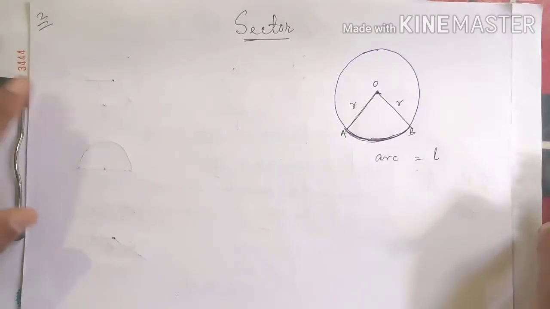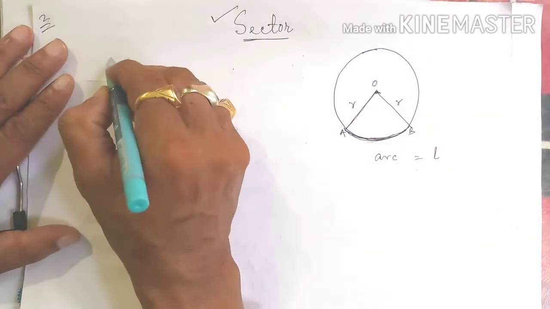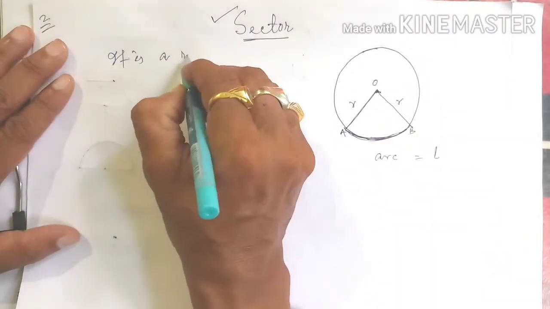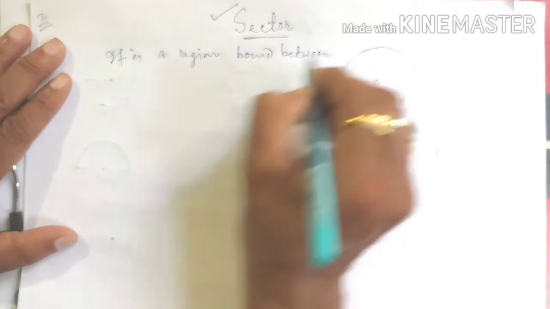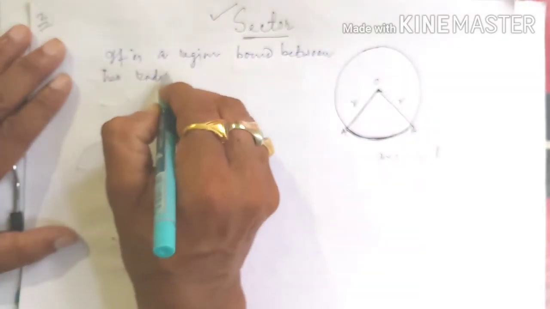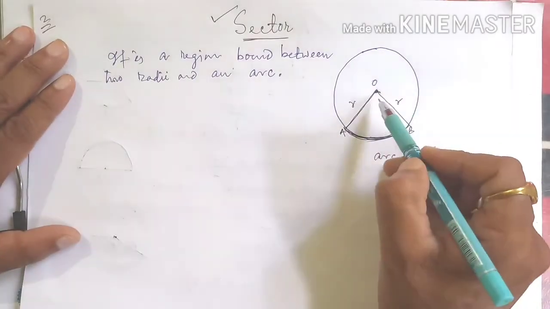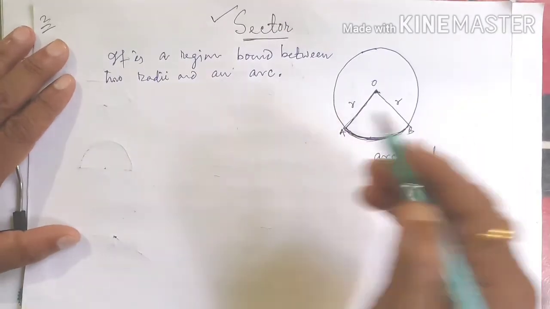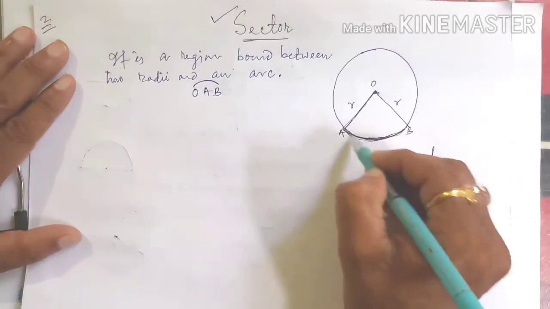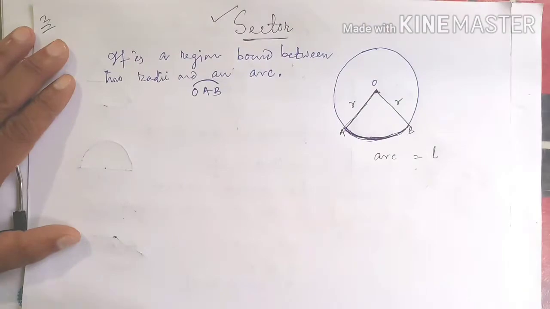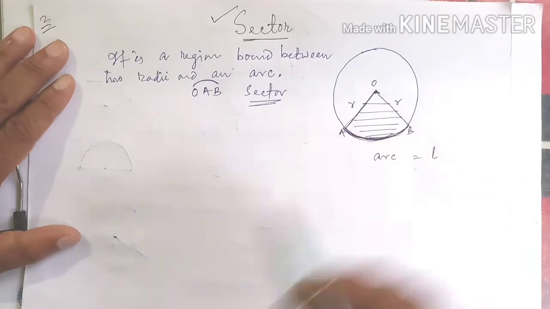Have you understood now? Now let us find what we mean by a sector. A sector is a region bound between two radii and an arc. Here you see two radii and an arc. That means the region is OAB. This portion OAB, including the arc AB, is called a sector. This part is called a sector.